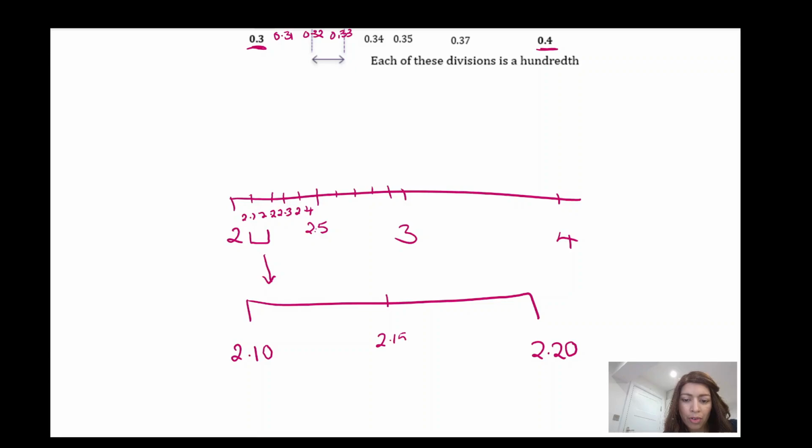And then each of these is a hundredth. We'd have 2.11, 2.12, 2.13, 2.14, 2.15, 2.16, etc. all the way up to 2.19 and then 2.20. And this is how we look at decimals using place value and number lines. This will lead us nicely on to our next video of ordering and comparing decimals.